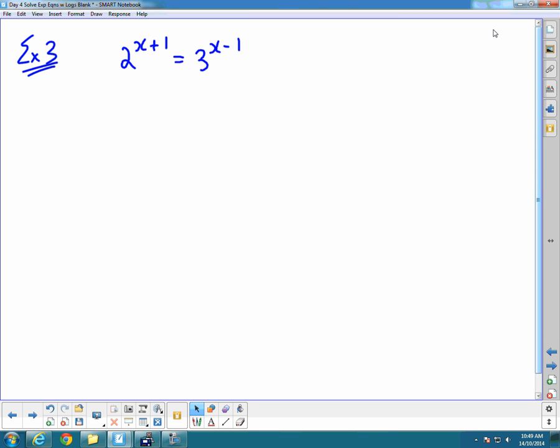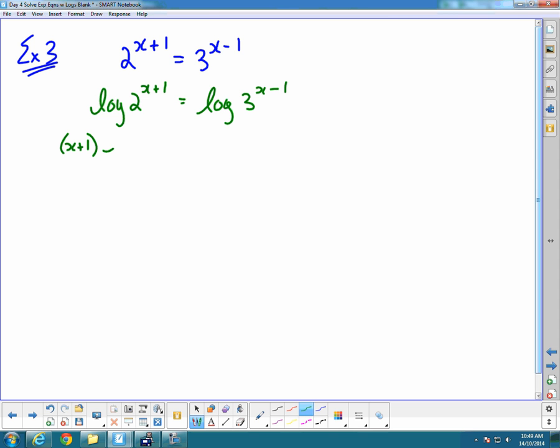So it's 2 to the x plus 1 equals 3 to the x minus 1. So we'll take the log of both sides. And again, our strategy still holds true in that this gains us access to the exponents. So the x plus 1 exponent can come out front, as can the x minus 1 exponent on this one for log 3.